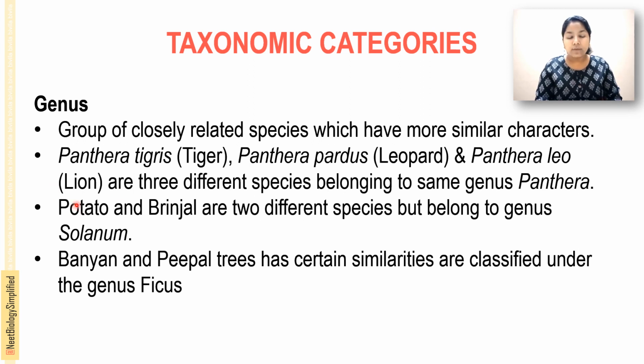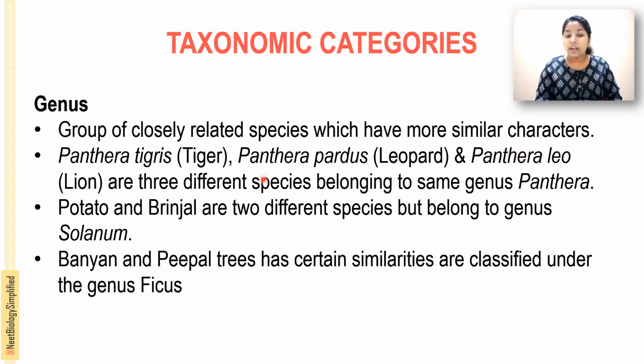Another example, in the case of plants: potato and brinjal are both different species but belong to the genus Solanum. Another is the banyan tree and the peepal tree. They have certain similarities and are classified under the genus Ficus. So, what is genus? Genus is the group of closely related species which have more similar characters. For example, Panthera tigris is the tiger, Panthera pardus is the leopard, and Panthera leo is the lion.